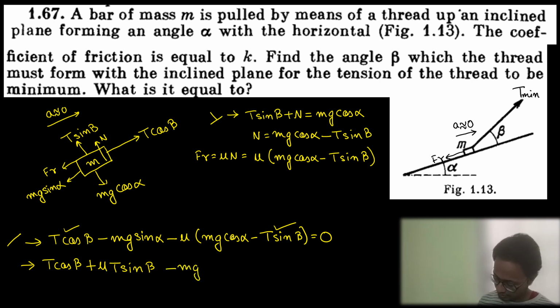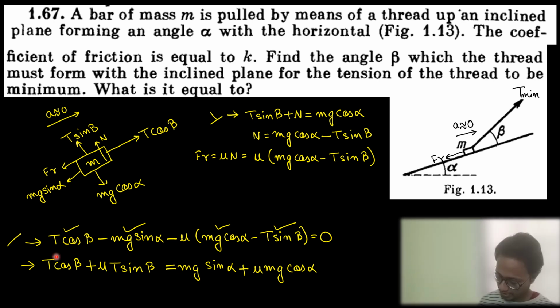minus mg sin alpha, this is done, minus mu mg cos alpha, this is also done, is equal to 0. Out here, can I take these terms to the right hand side? If I take these two terms to the right hand side, what do I get? It is equal to mg sin alpha plus mu mg cos alpha.